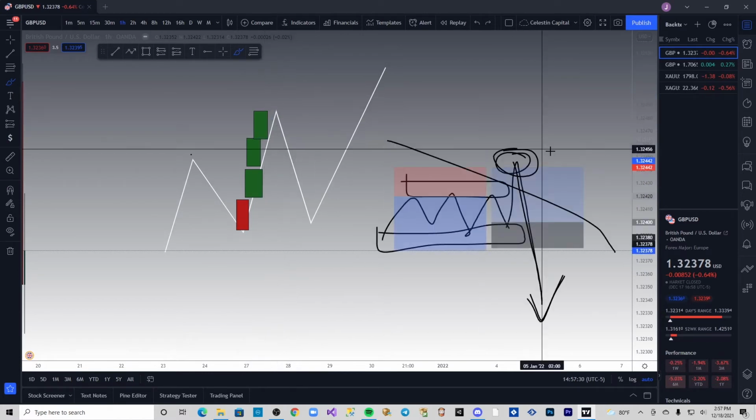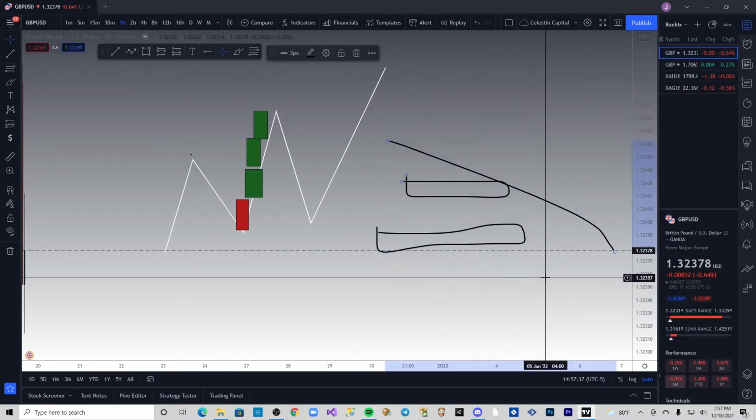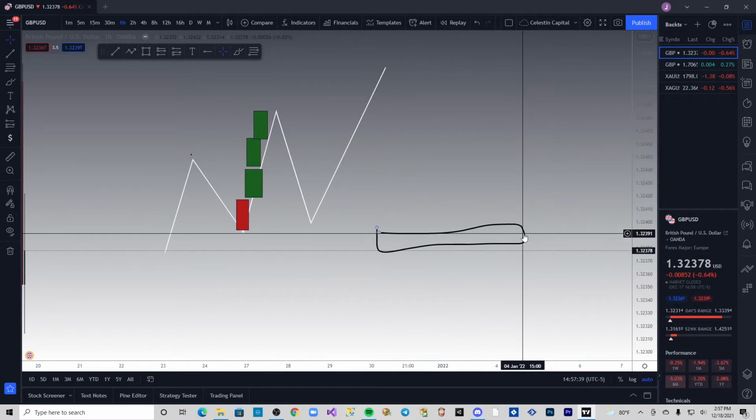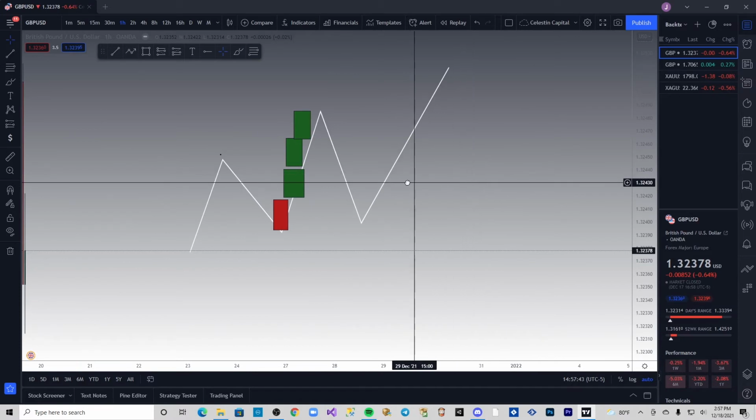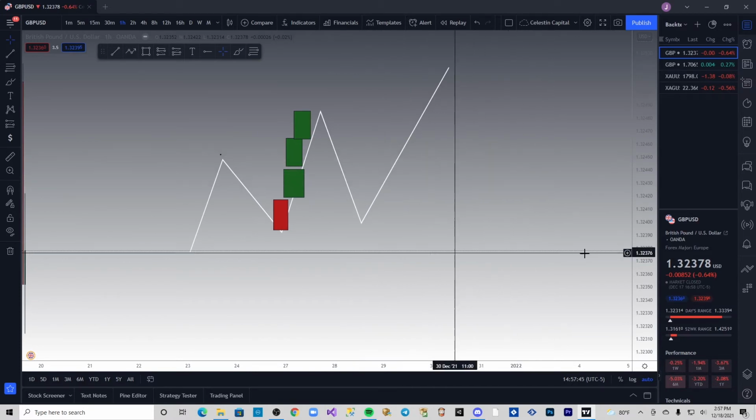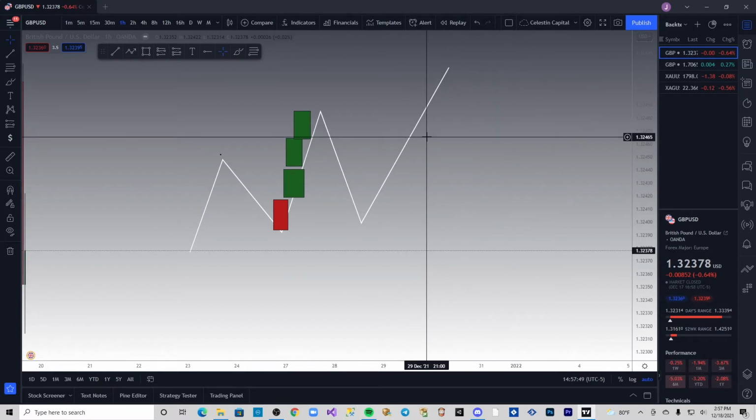So let me explain this with a better drawing. Hopefully you guys are with me still. So as I told you, and we're going to look at this in the live market too. Don't worry. I just want to explain the theory behind order blocks and mitigations and stuff like that.